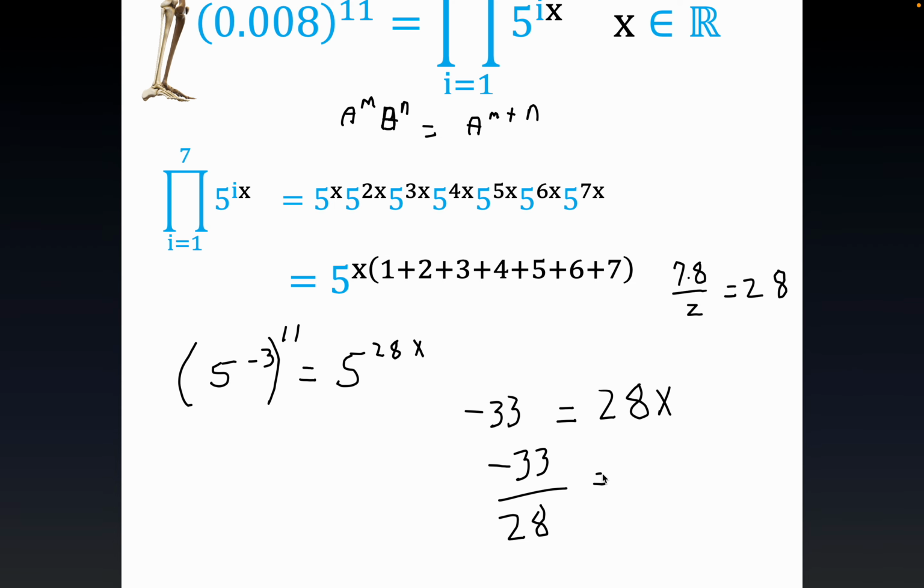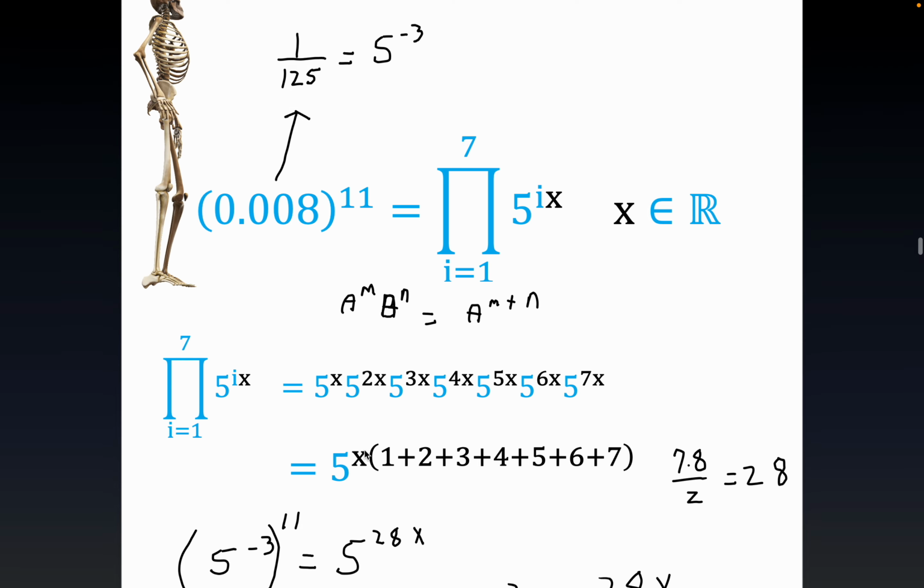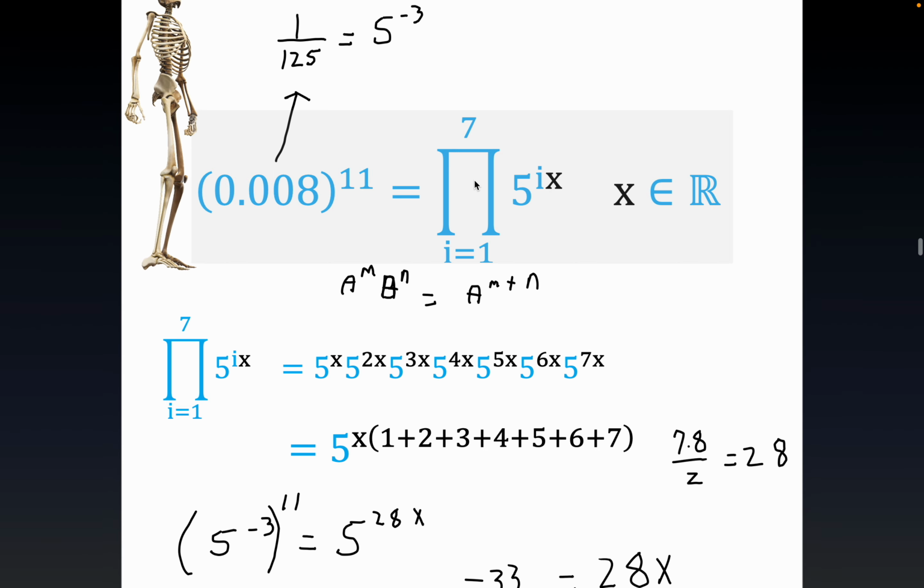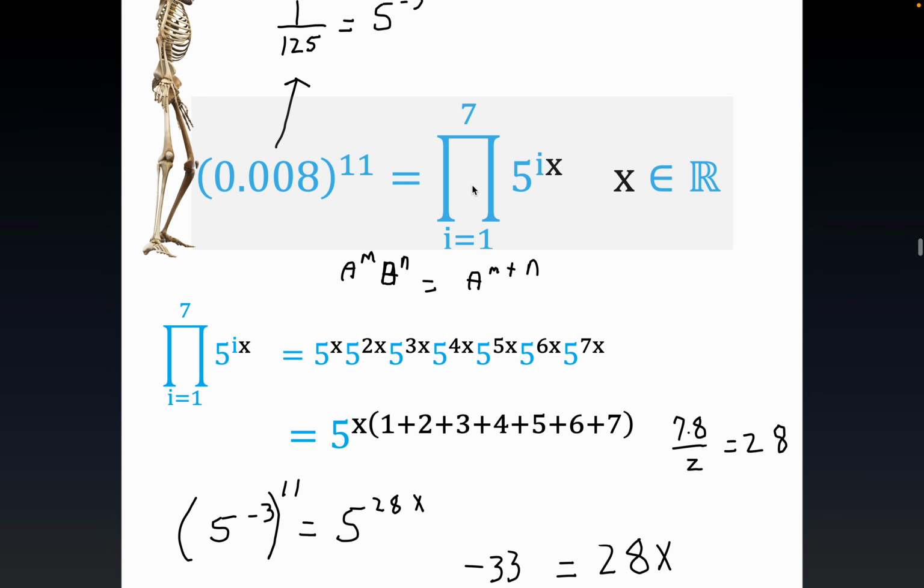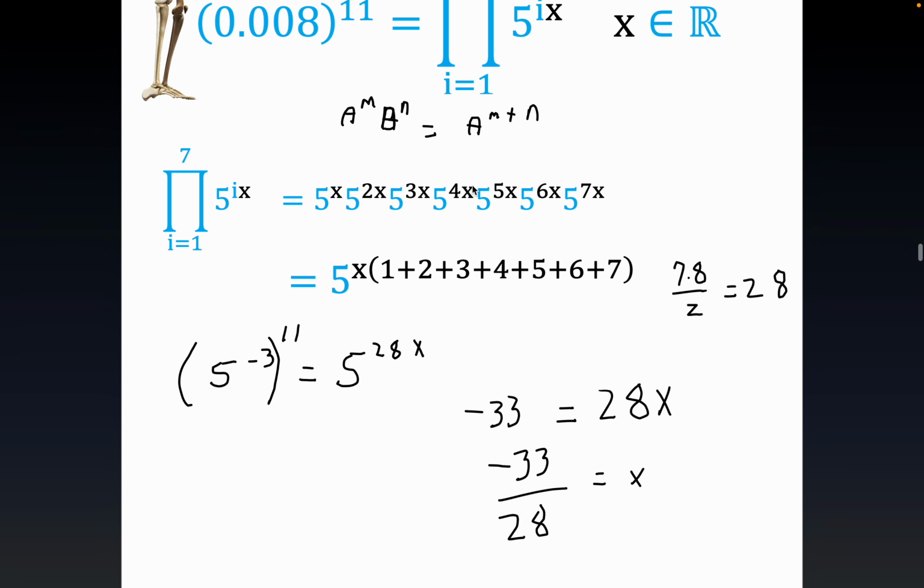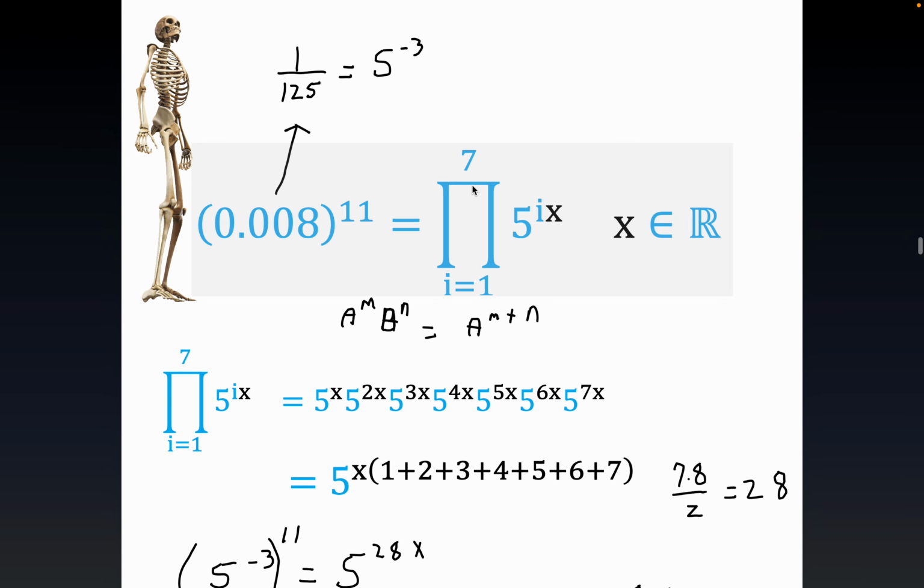This type of problem, I think, has appeared in certain types of math competitions where you have to remember that a lot of decimals have nice fractional representations, so that's what happened right here. Recognizing 0.008 is just 1 over 125 is a key start. And then just knowing what the product notation means also. So what do we get? x is equal to minus 33 over 28.